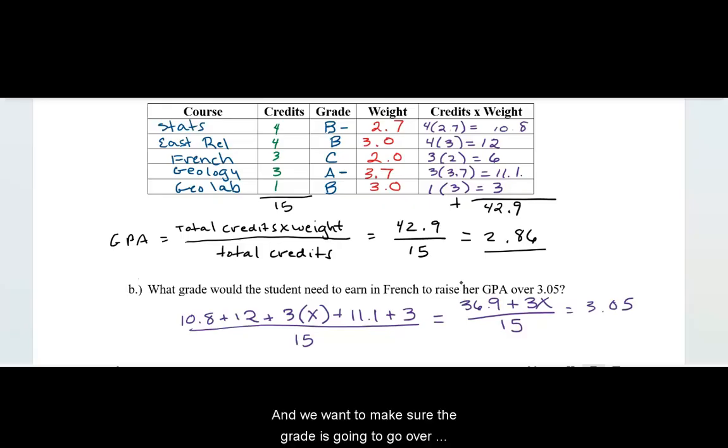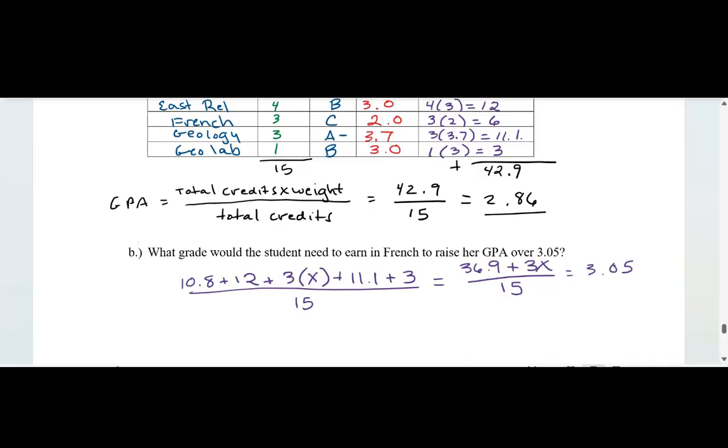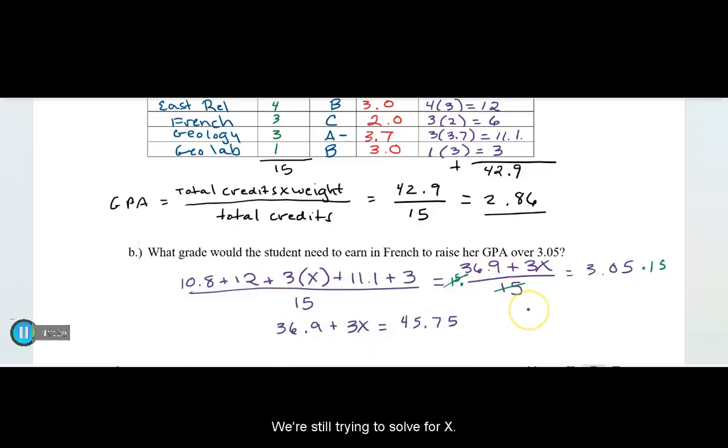And we want to make sure the grade's going to go over that, but we're going to keep it right here, right where while we're solving. We're going back to solving for x. So the first thing we need to do is get rid of the 15 on this side. So you're going to multiply both sides by 15. Okay? Multiply both sides by 15. So what I have left on the left-hand side is this. And then on the right-hand side, you're multiplying that together. That gives us 45.75.